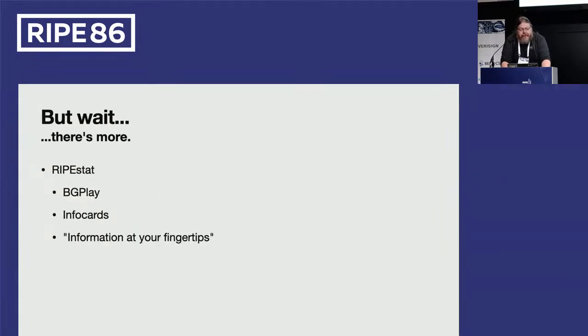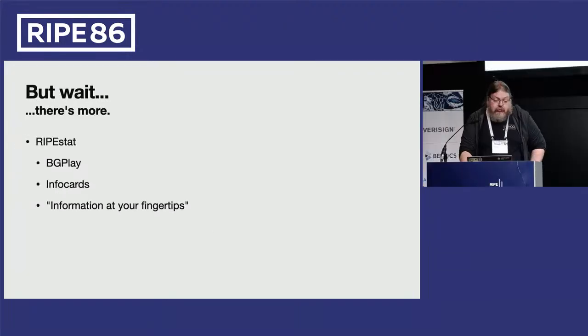There's more than just Atlas. You also have RIPEStat, where you can get information on prefixes, where you can see if your prefix is RPKI validated, where you have BGPlay to see how your path announcements changed. So this is mostly interesting for service providers, but also for others. You have nice info cards. I will show them later in a demo. Basically, you have all the information that you need about your network or your AS number at your fingertips.